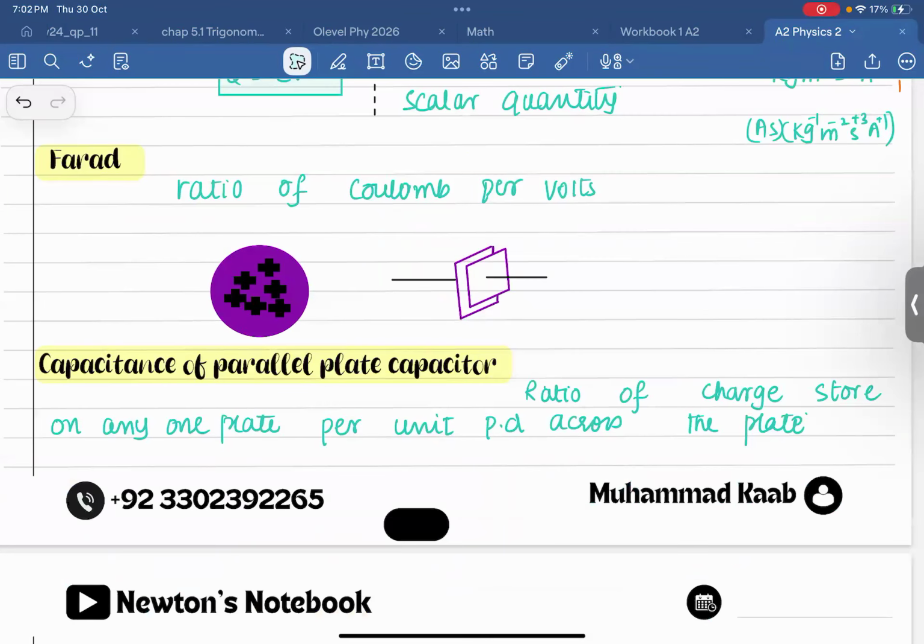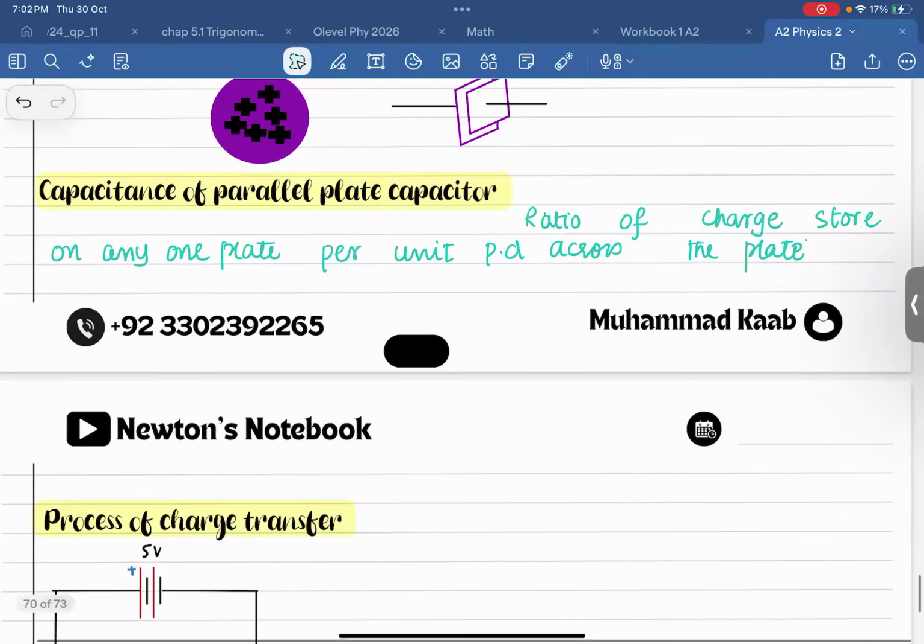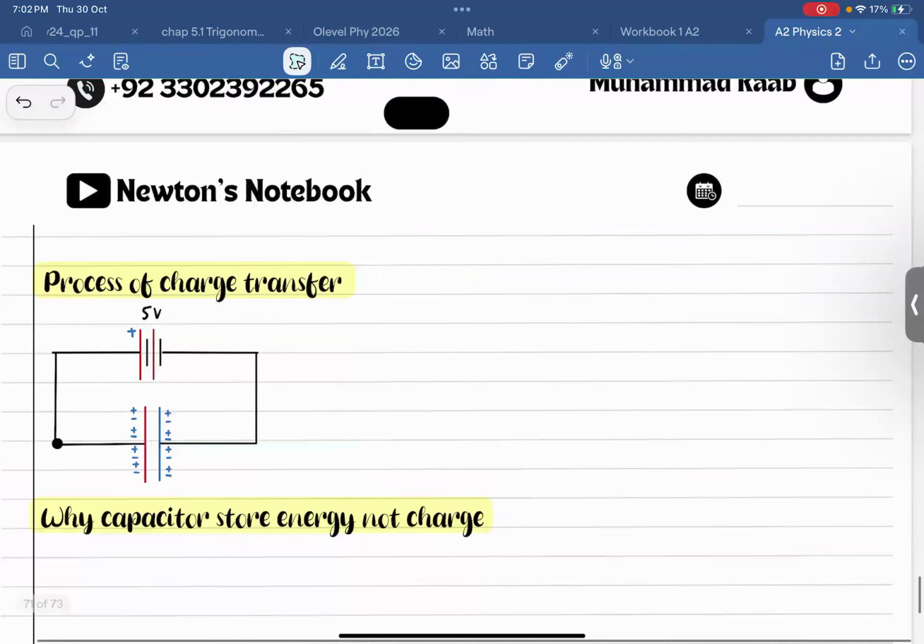So the spherical capacitor only contains the derivation, the parallel plate capacitor contains the derivation as well as the whole circuit concept. And I explained both of them. Now, moving on to the process of charge transfer.